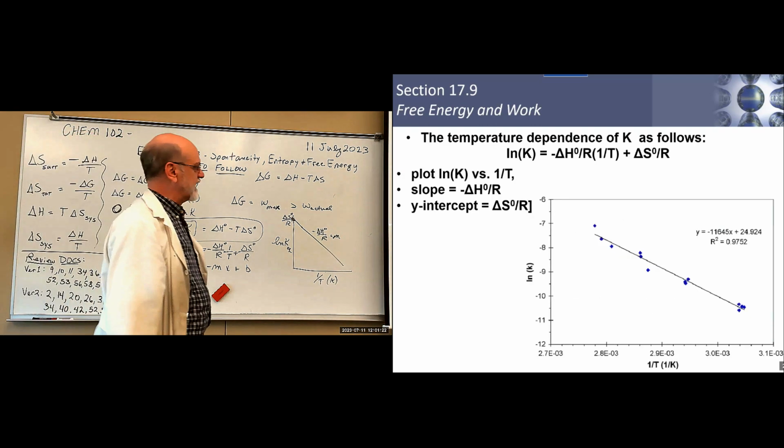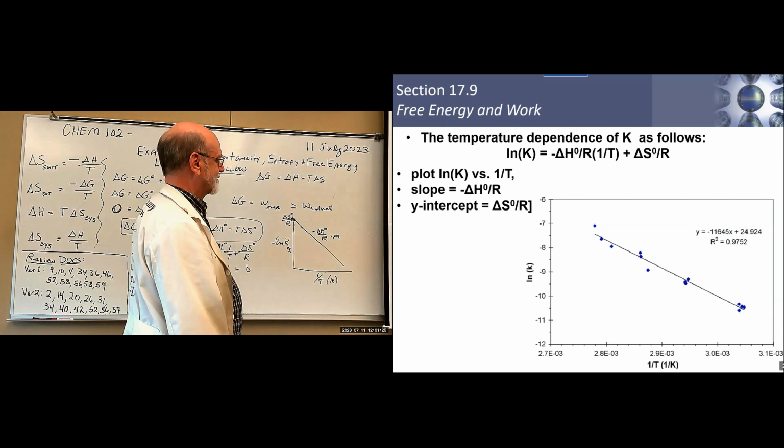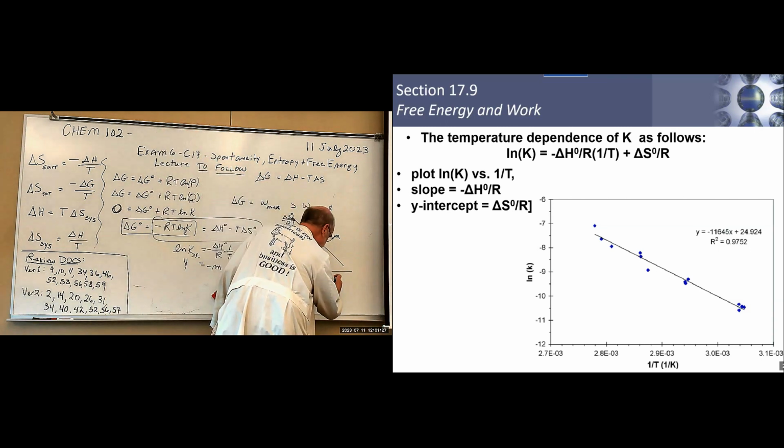And there's some real data. Oops, it's K to the -4.